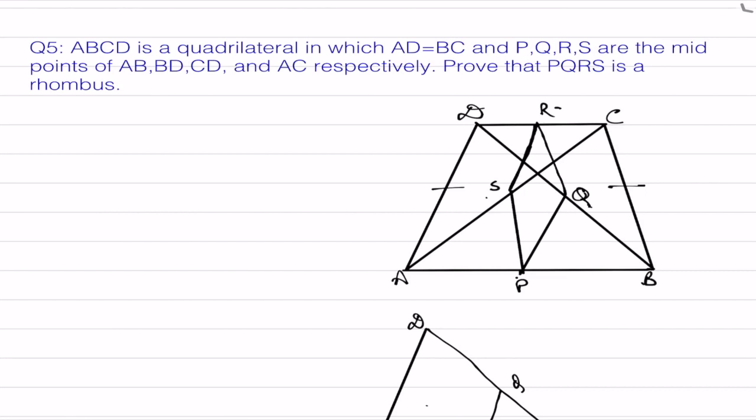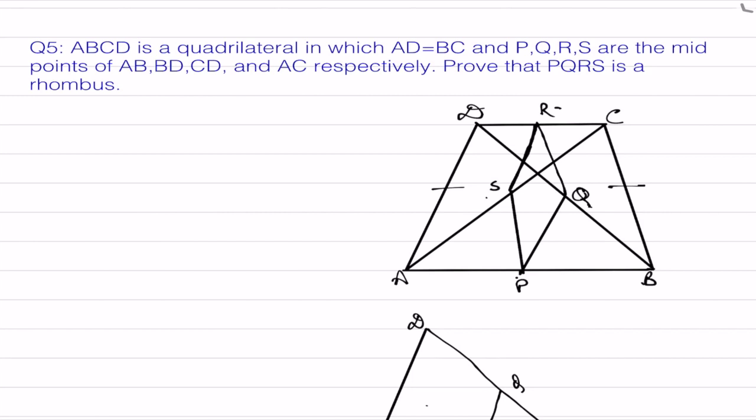So children, as we know, rhombus, square, rectangle, all these are types of a parallelogram. And what is the property of the rhombus? That all the sides of a rhombus are equal. So for proving PQRS is a rhombus, first we will prove that it's a parallelogram. Why? Because if it's a parallelogram, their opposite pair will be parallel as well as equal.